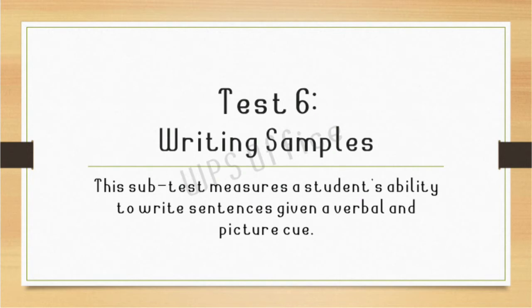Test 6 is writing samples. This subtest measures a student's ability to write sentences given verbal and picture cues. Items on the subtest are scored for the quality of expression. Students are not penalized for errors in capitalization, punctuation, and spelling. Written expression is measured at the single sentence level.